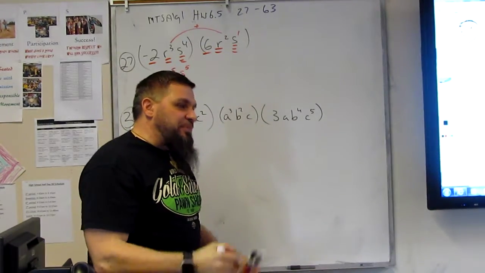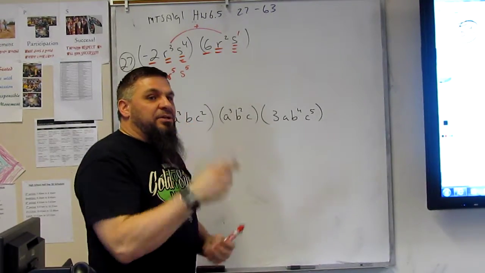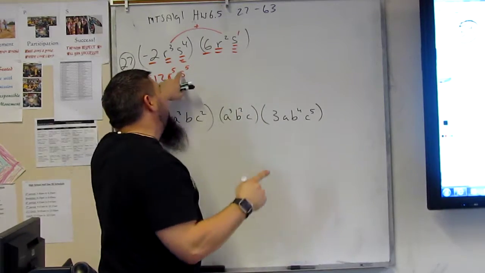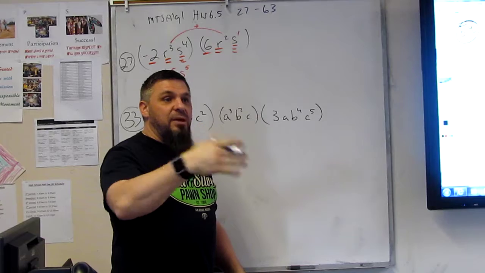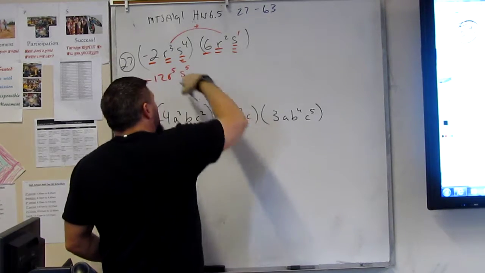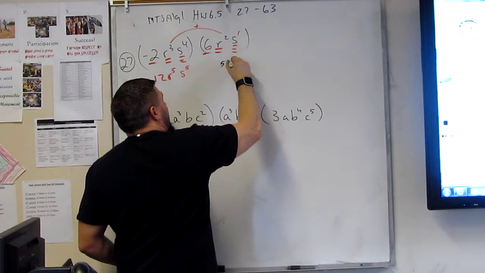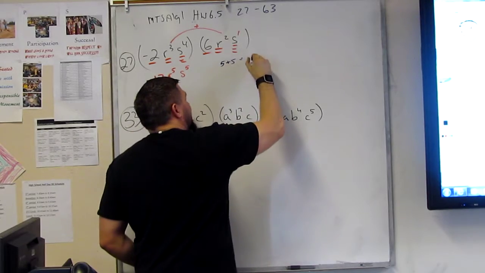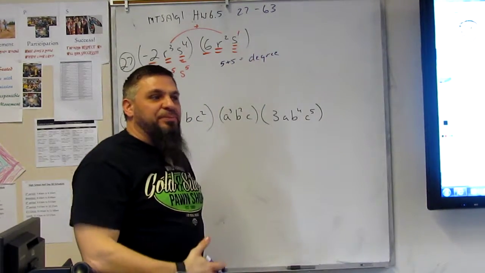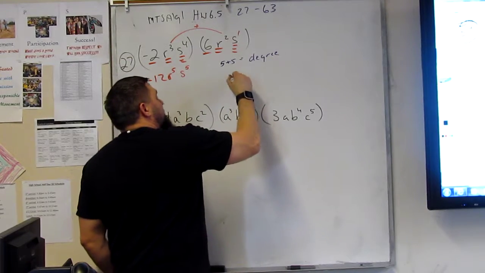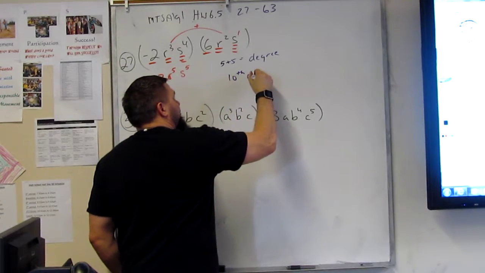What's the degree of this polynomial? Now this is crucial. What we're going to do to find the degree is we take the exponents and we add them up. So we're going to take the exponents and add them, and that tells me the degree. Okay? What's the degree of this polynomial? 10th degree. It's a 10th degree.